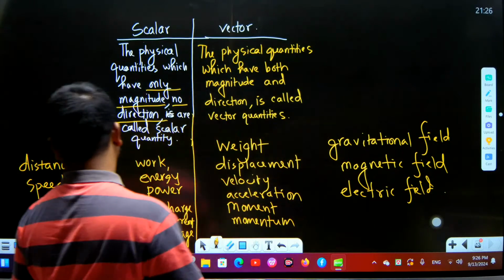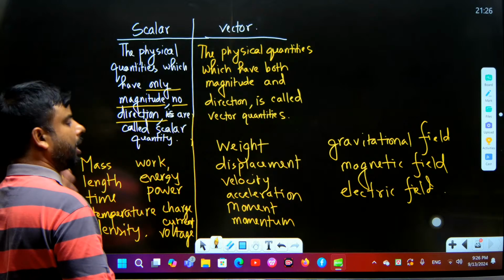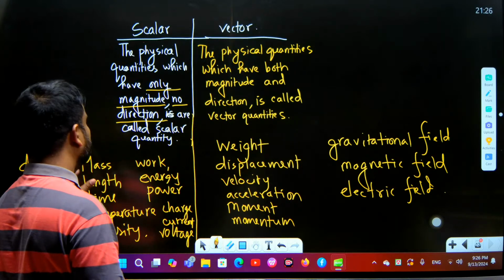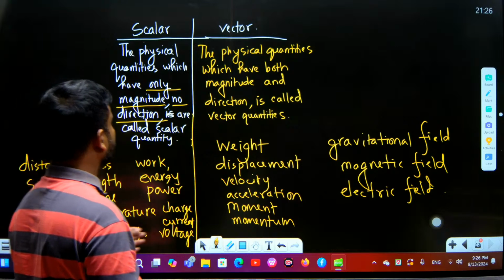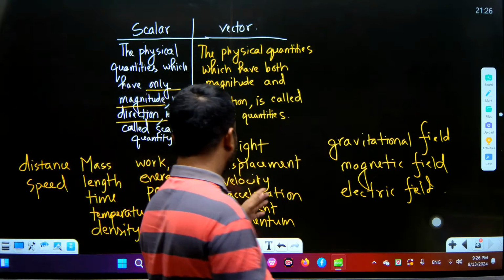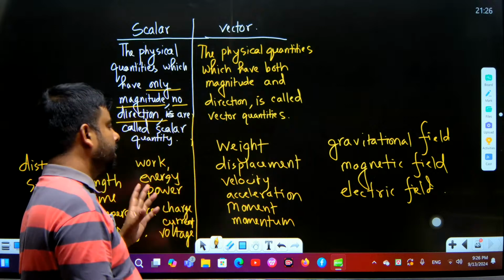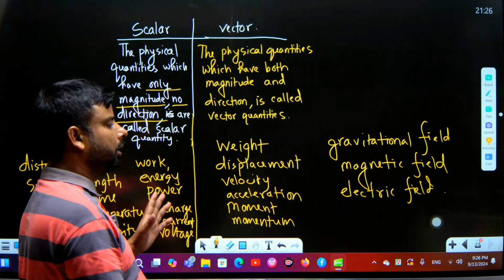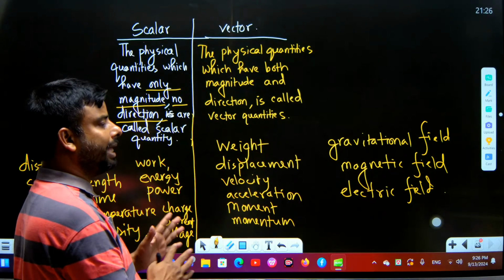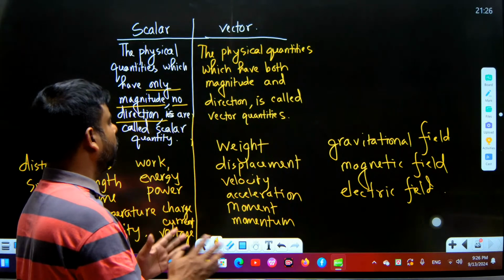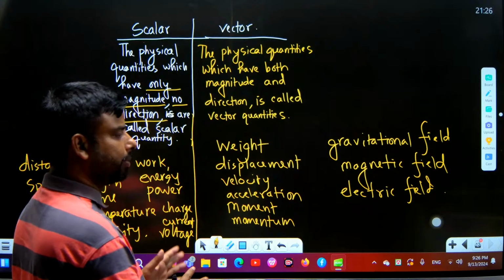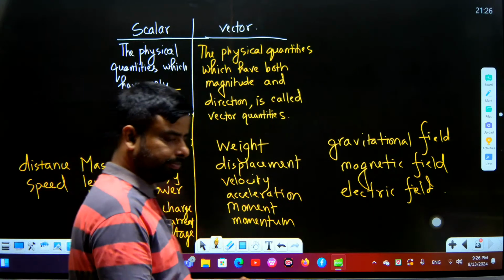Remember, the addition, subtraction and multiplication of scalar quantities follow the normal algebraic rule, but the addition, subtraction, multiplication and division of vectors do not follow the normal algebraic rule. Here they follow spatial vector algebra or geometrical rules.